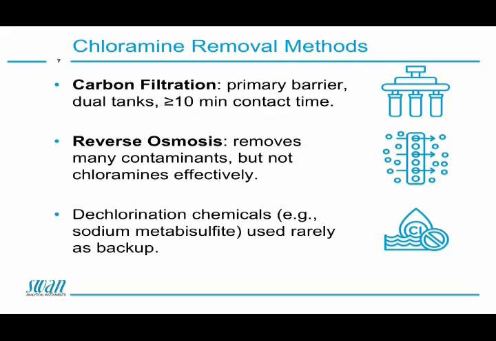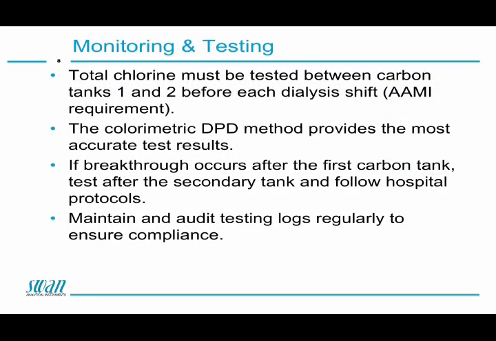So total chlorine generally is monitored between the carbon tanks 1 and 2. As I said, before each dialysis shift, that's a requirement. The best method to do this is the DPD or colorimetric method of testing. I know in New Zealand mostly you use a dipstick, which is quite a qualitative and subjective method. If breakthrough occurs after the first carbon tank, one can test after the second carbon tank and then follow the hospital protocols from there. It's important to maintain and audit your testing logs and regularly keep up your compliance.